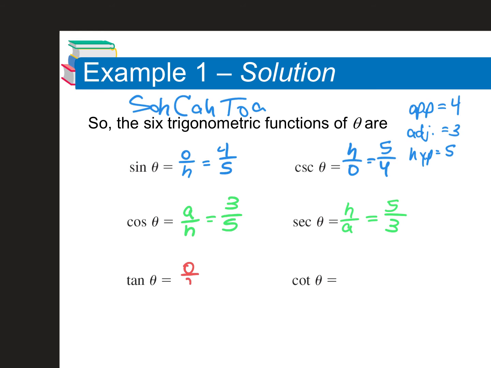Tangent, opposite over adjacent. What's the opposite side? 4 over the adjacent side, which is 3. Cotangent is flipped. It's adjacent over opposite. So it's what? 3 over 4. Questions? Anybody have any questions?